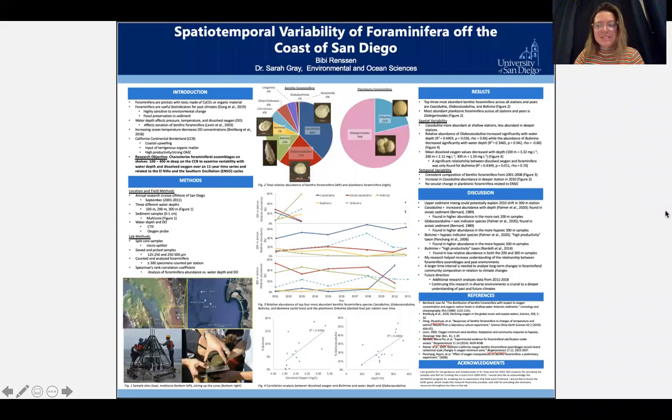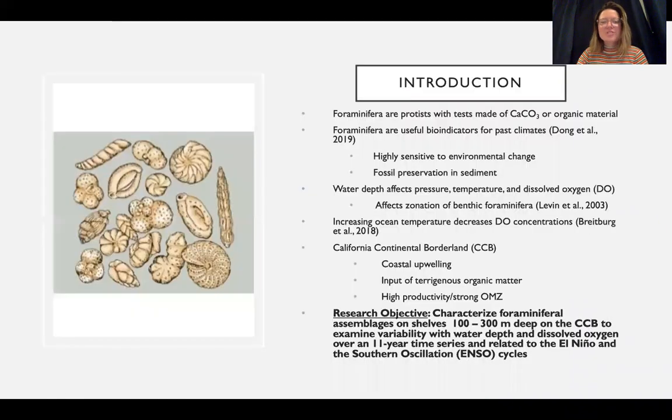My name is BB Renson, and I will be presenting on the spatial temporal variability of foraminifera off the coast of San Diego. So a quick introduction, foraminifera are protists with tests made mostly of calcium carbonate and organic material. And so they're very useful bioindicators of past climates, not only because they're highly sensitive to the changes in their environment, but also because, especially when they have a calcium carbonate test, they can really preserve as fossils in the sediment, allowing us to analyze them.